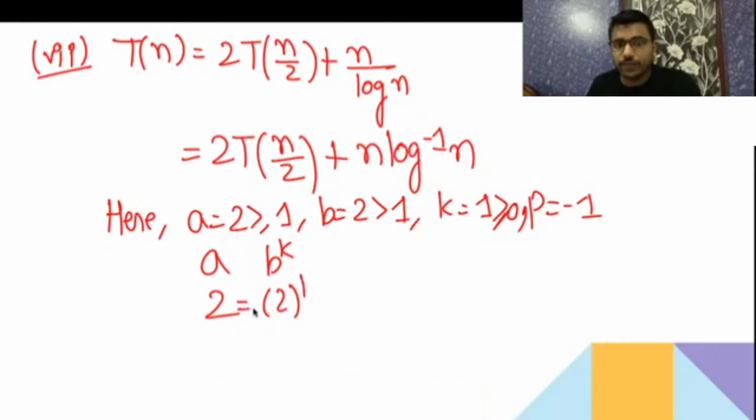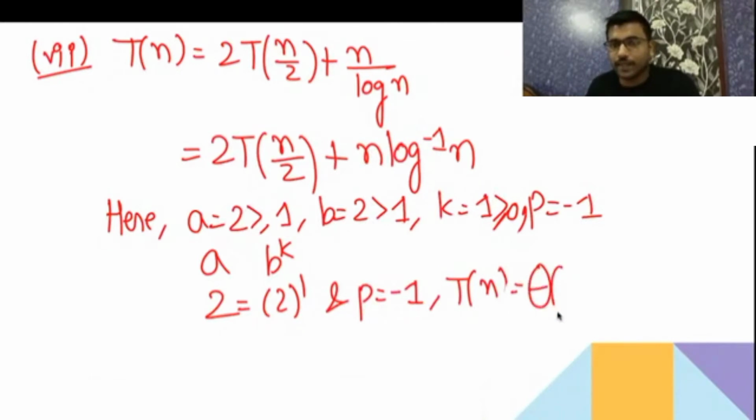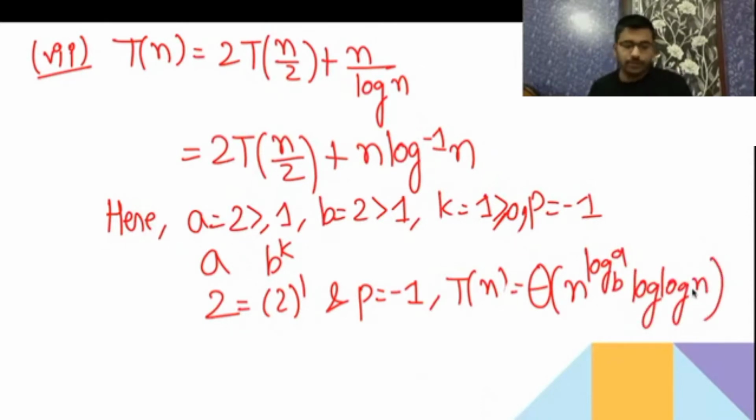So it is going to be equal only. Now it is not greater than minus 1. It is equal to minus 1. Then Tn is going to be theta of n to the power log a base b, times log of log n. Okay, now see, it's going to be log of log n, correct?